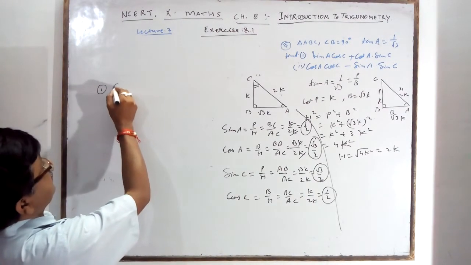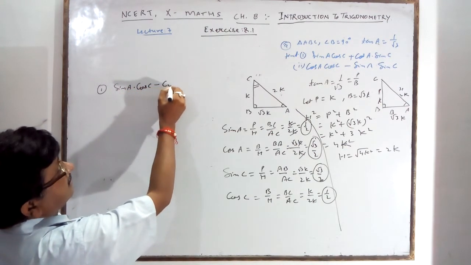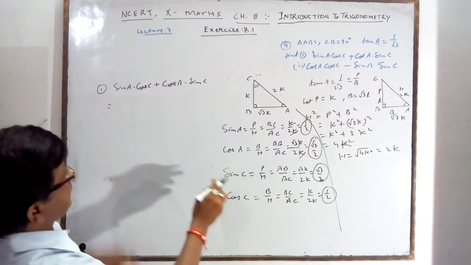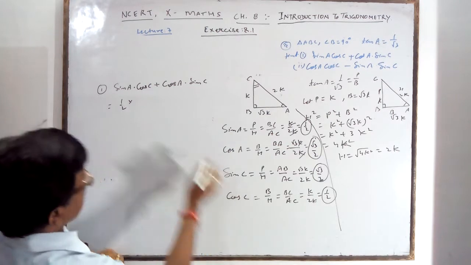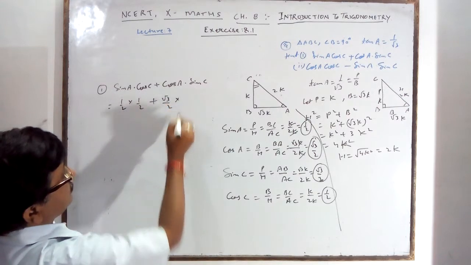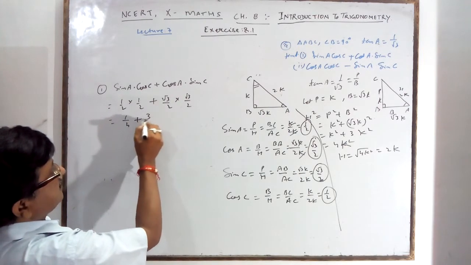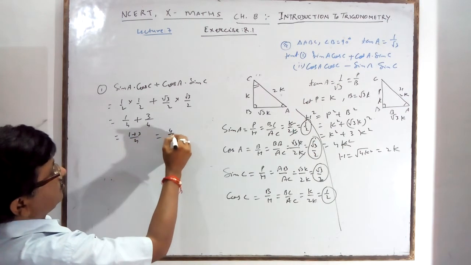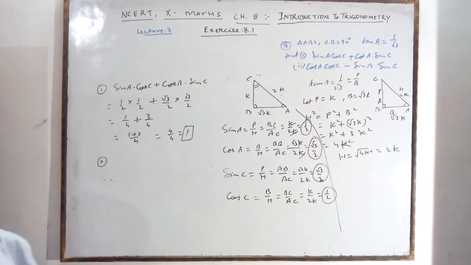So what are you getting? Find sin A into cos C plus cos A into sin C. Put the values from there. What is sin A? Sin A is 1 by 2, cos C is 1 by 2, plus cos A is root 3 by 2, sin C again root 3 by 2. What are you getting? 1 by 4 plus 3 by 4. So 1 plus 3 by 4 equals 4 by 4, that is 1. Your answer is 1. Root 3 into root 3 is 3.